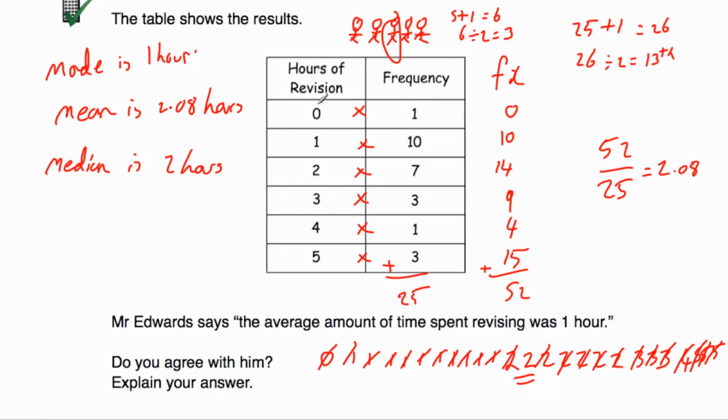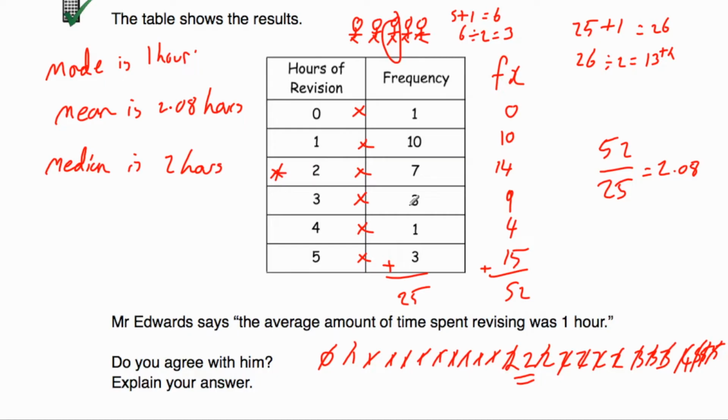So the first person who said 0 hours, they're not the 13th person. Then we've got another 10 people. So if we lined up all 25 people, the first person's not them. We've then got the next 10 people, so that's 11 people so far. So the 13th person's not in those first 11. Then we've got another 7 people. So if we've done 11, then we've got 12, 13. So the 13th person's in here, so that means they must have revised 2 hours. So the median would be 2.